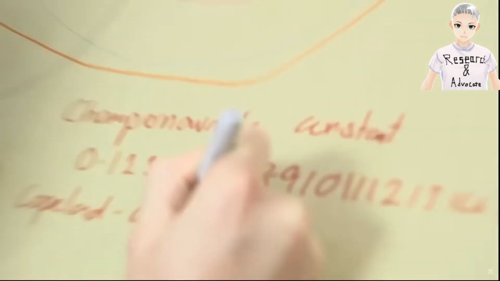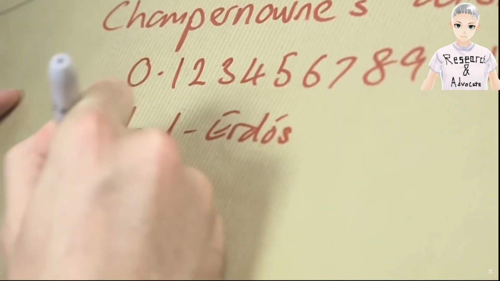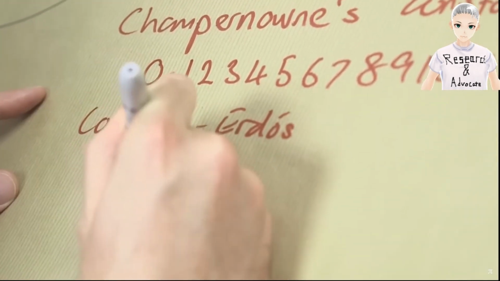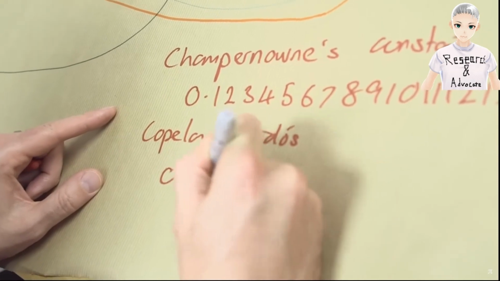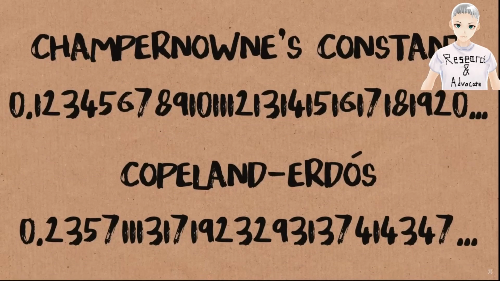There's a slightly more efficient one. The Copeland-Erdős number is the same idea, but only the primes. So it's 2, 3, 5, 7, 11, 13, 17, etc., right? So exactly the same idea. Slightly more efficient, and it's also normal. So we didn't start with these numbers and go, I wonder if they're normal. These people sat down and went, I'm going to make a normal number. How can I do that?